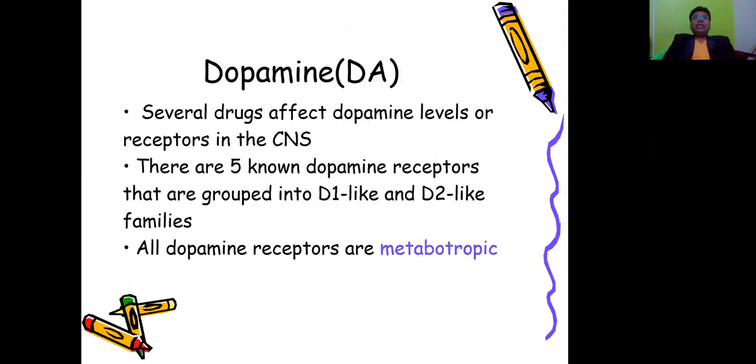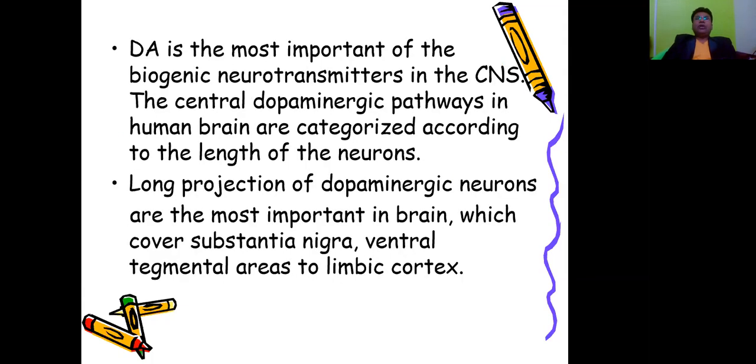Now, what is dopamine? Dopamine is a biogenic amine neurotransmitter, and several drugs affect dopamine levels or receptors in the central nervous system. There are 5 known dopamine receptors, grouped into D1-like and D2-like families. They are D1, D2, D3, D4, and D5. All dopamine receptors are metabotropic in nature.